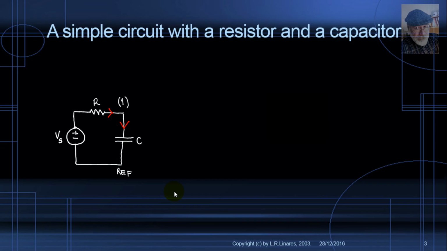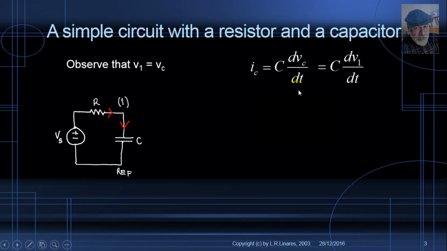Please observe that the voltage of node 1 in reality is also the voltage in the capacitor, right? V1 is Vc. And the current in that capacitor, given by the behavior equation of the capacitor, is C dVc/dt. But Vc is V1, so the current in the capacitor is C dV1/dt. We are ready. Let's write a KCL equation for node 1. Current is going in, (Vs minus V1) over R. There you go. And that's equal to the only current leaving the node, the current in the capacitor, which is given on the top right, C dV1/dt.